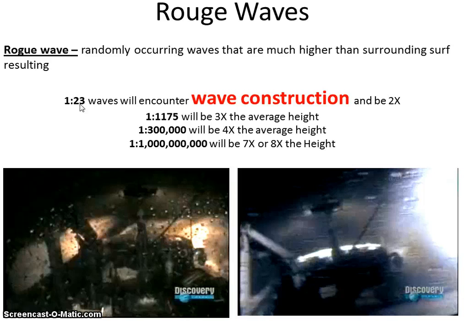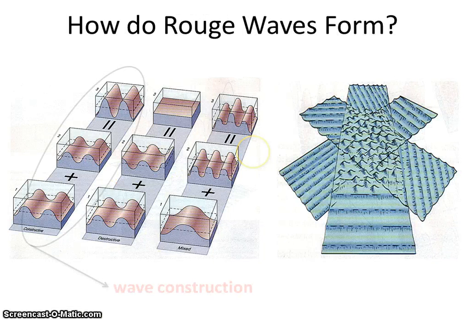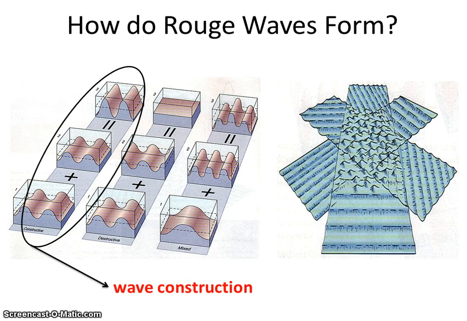Rogue waves that sink ships, these waves that are 7, 8, 9 times as high as the waves around them, occur on the order of 1 in a billion or 1 in a trillion. They're very, very rare, but if you spend enough time on the ocean, you might be the unlucky one that gets hit by one. Rogue waves: large waves that appear out of nowhere, that occur due to wave construction.